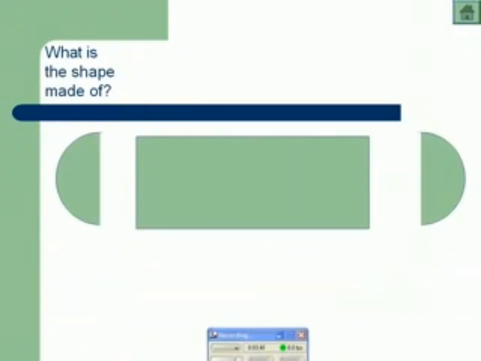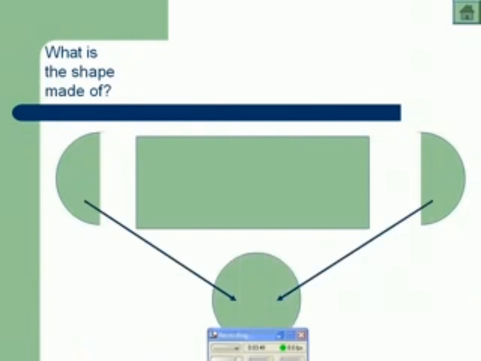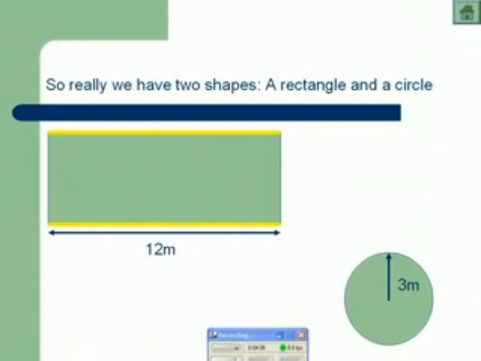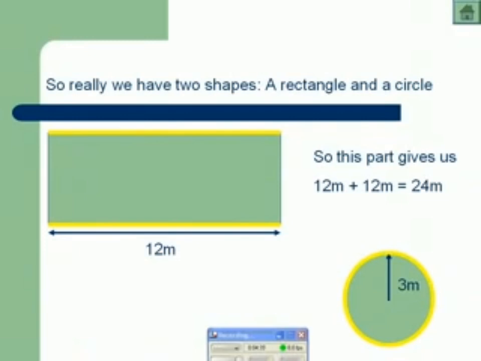So we know that our rectangle in the middle is one shape, but our 2 semicircles, if we join them together, will make one full circle. So we've got a rectangle and a circle. So we know we've got 12 meters length for the rectangle. We know we've got a radius of 3 meters for the circle. So for the rectangle, we're going to have 12 meters on the top and 12 meters on the bottom, so that's going to be 24 meters. So we just now need to know what the distance is all the way around the circle.